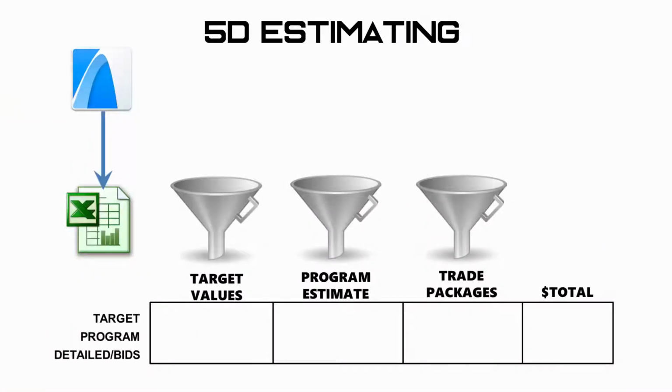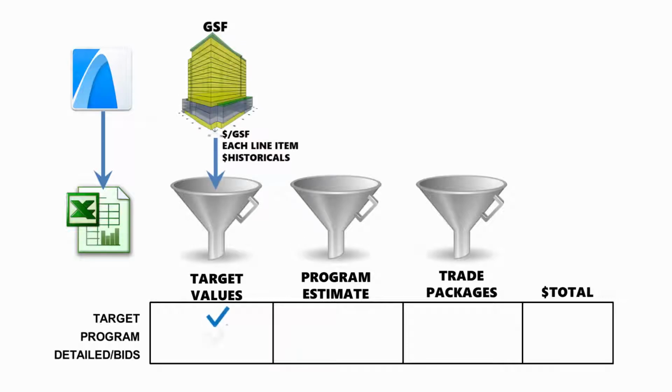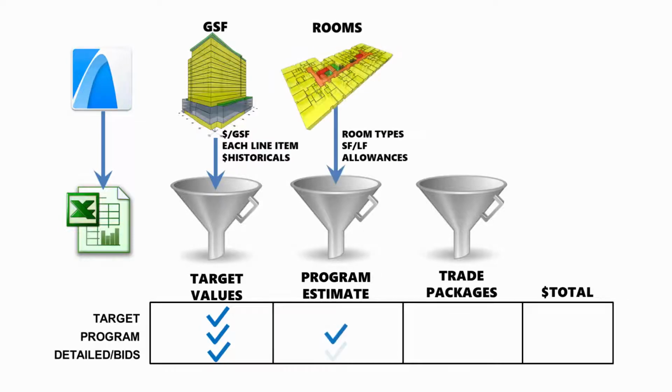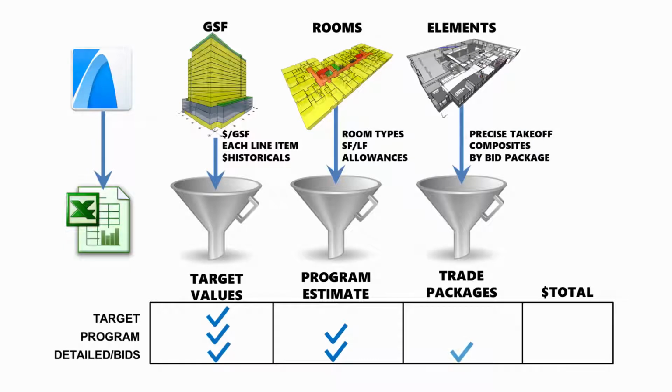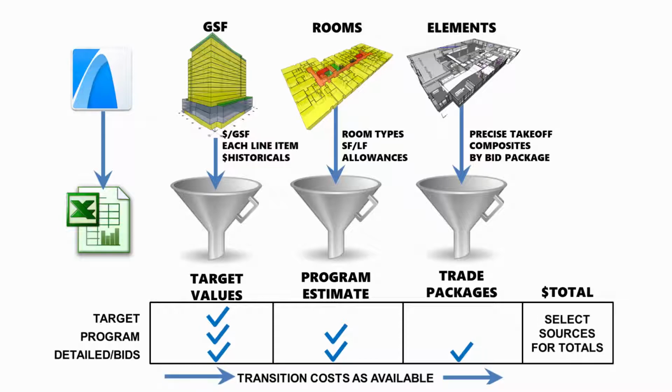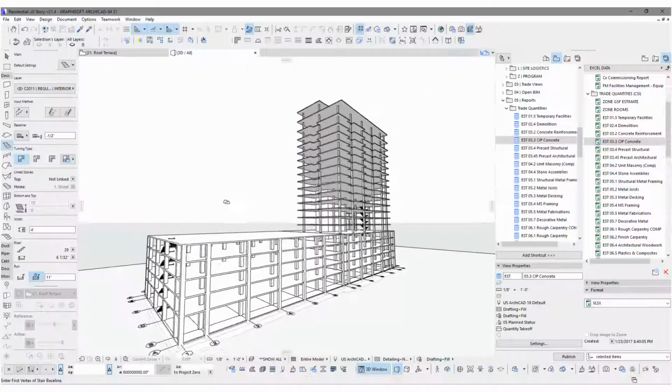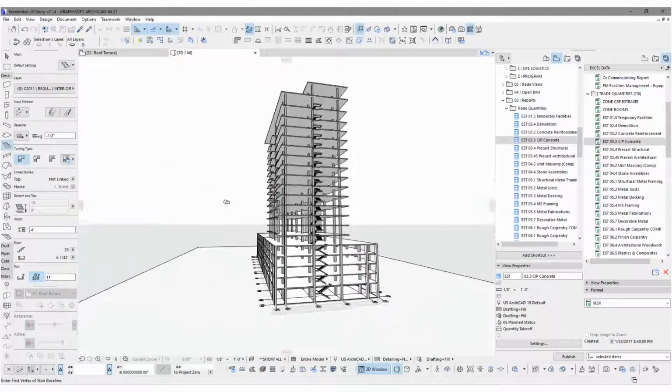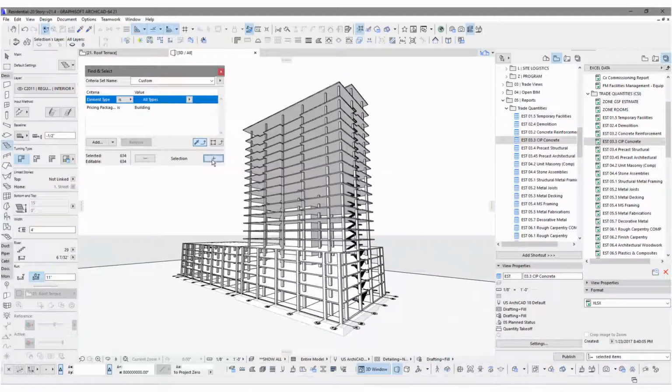Okay, so we'll touch real quickly on our 5D estimating approach, which starts with our target values based on entire gross square footage use of zones. The second level of this is our program estimate, which is based off the different rooms and spaces. We can create square footage and allowance costs. And the third is actually the precise takeoffs of composites and different elements, which is really assembled into the different bid packages that we were looking at earlier. And what's cool about this is it allows us to transition costs from gross square footage to our more detailed estimate. So to present how we connect our model to Excel, we'll do a quick demo of that.